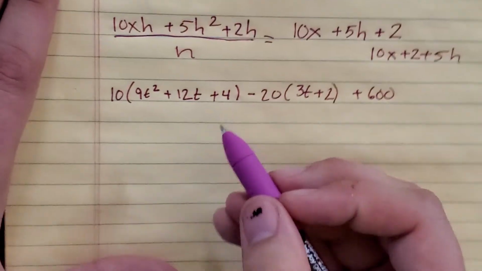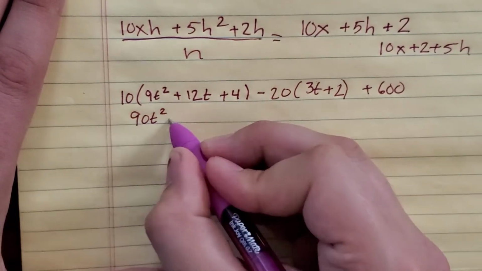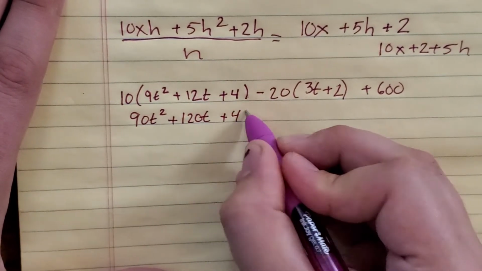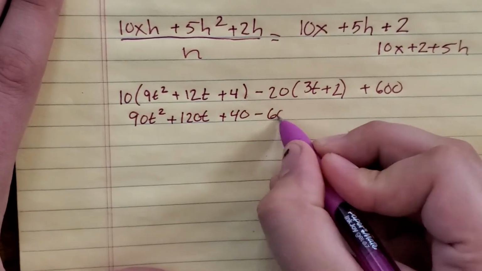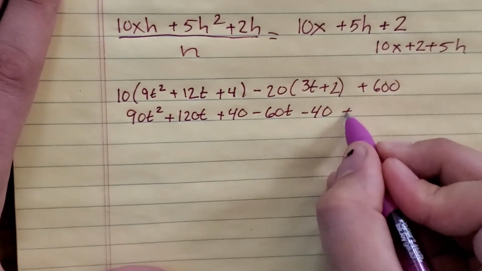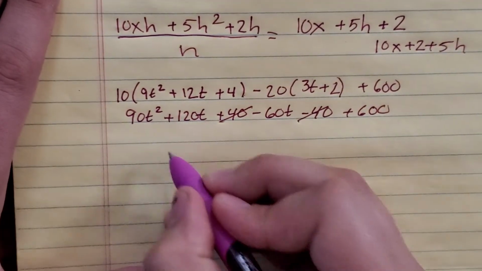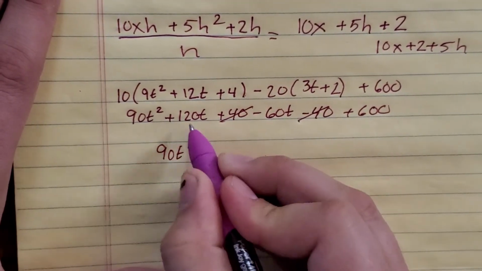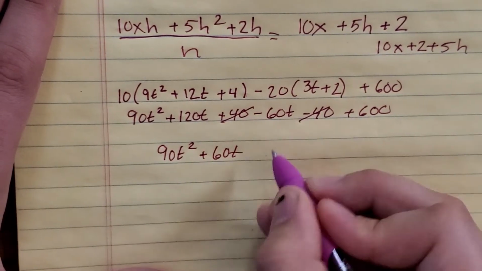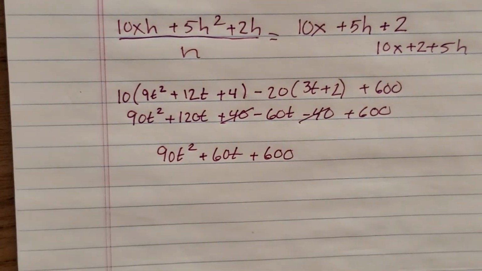Now I can distribute. Let's try that again. So 90t squared plus 120t plus 40 minus 60t minus 40 and then plus 600. So I can see that my plus 40 and minus 40 will cancel. And I have 90t squared. 120 minus 60 is 60, so I have 60t plus 600. And that would be my equation.